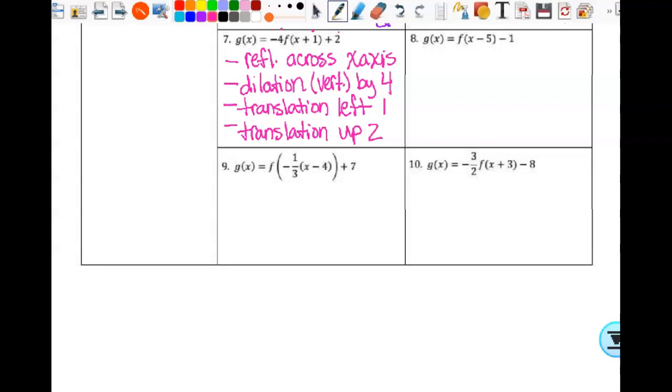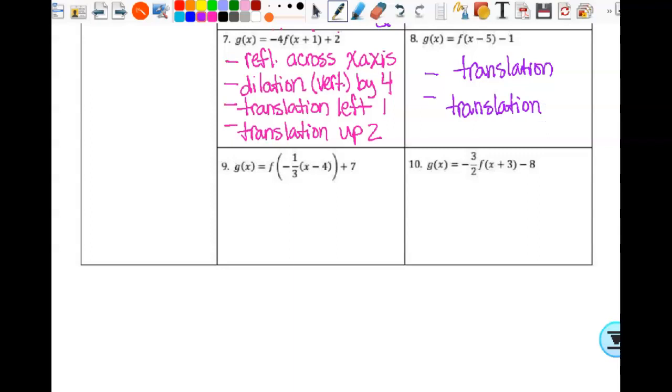All right. 8. I've got 2 simple ones, so let's just get them down real quick. These are both translations, right? Translation. Translation. All right. So the 5 means I go which way? Right 5. And the 1 means I go down 1. Okay. Any questions at all? All right, then I'm going to give you a minute. I want you to do number 9.